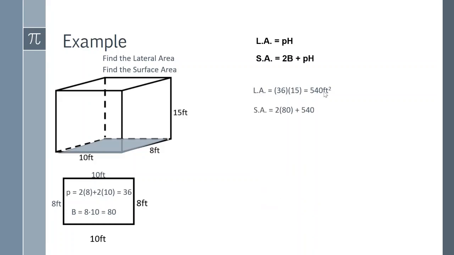And then we've got our surface area, which is 2 times the area of the base, which we got right there, 80. 2 times 80, plus the lateral area, which is right here, 540. 2 times 80 is 160. 160 plus 540 is 700. So 700 feet squared would be the surface area of this rectangular prism.